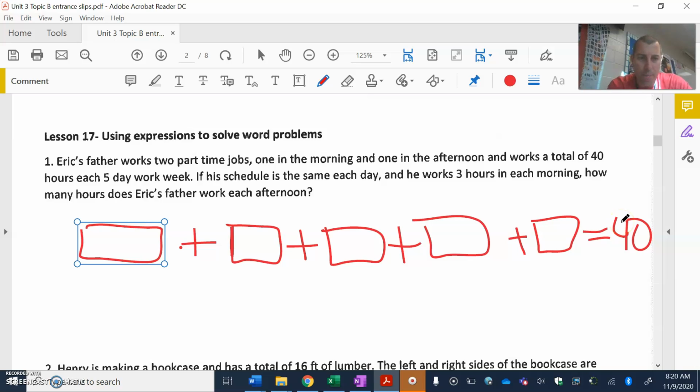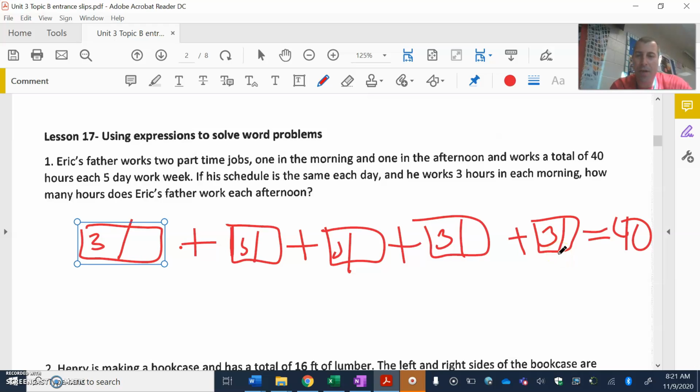Now, we do know that he's working 2 separate jobs here. The schedule's the same each day, so that's why we can repeat them here. And he works 3 hours each morning. How much is he working each afternoon? Okay, so we know he's working 3 hours. We know 3 hours. I apologize about the threes there.